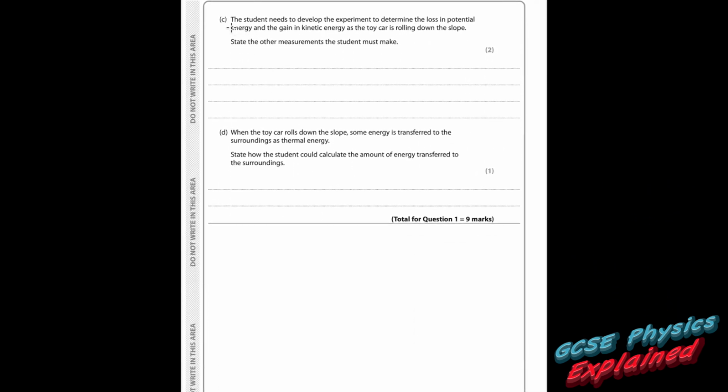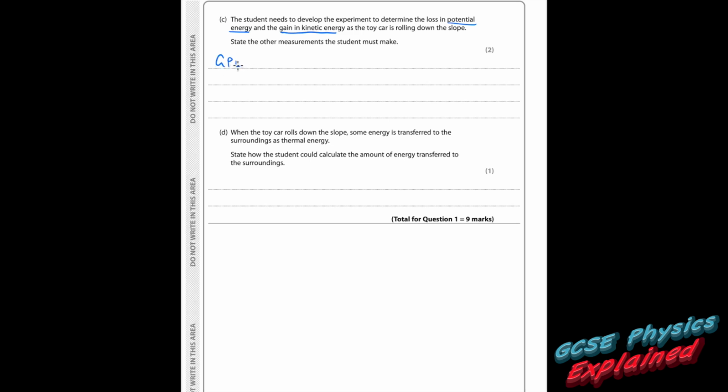Part C. The student needs to develop the experiment to determine the loss in potential energy and the gain in kinetic energy as the toy car is rolling down the slope. State the other measurements the student must make. Well, once again, base your explanation on the calculation.